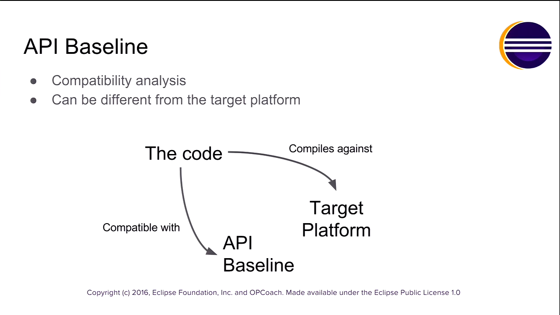So the compiler builds against the target environment, but at the same time, you can set Eclipse up to check that the APIs you are using in your code are available in the baseline that you want to use. So the API baseline can prevent you from using APIs that are not available in older versions of Eclipse, should you choose to do this. For purposes of developing plugins in the Eclipse platform, you can actually set the API baseline to the target platform, and you'll be just fine.